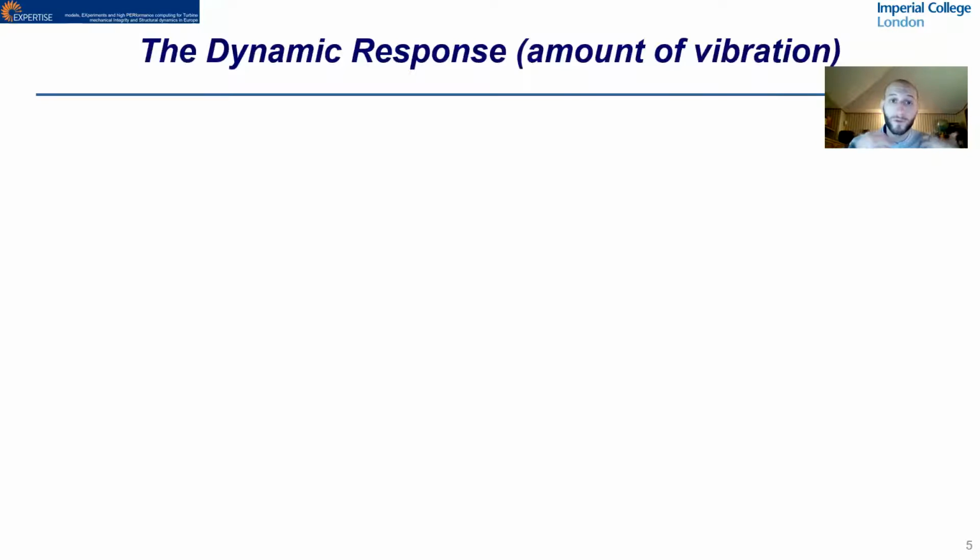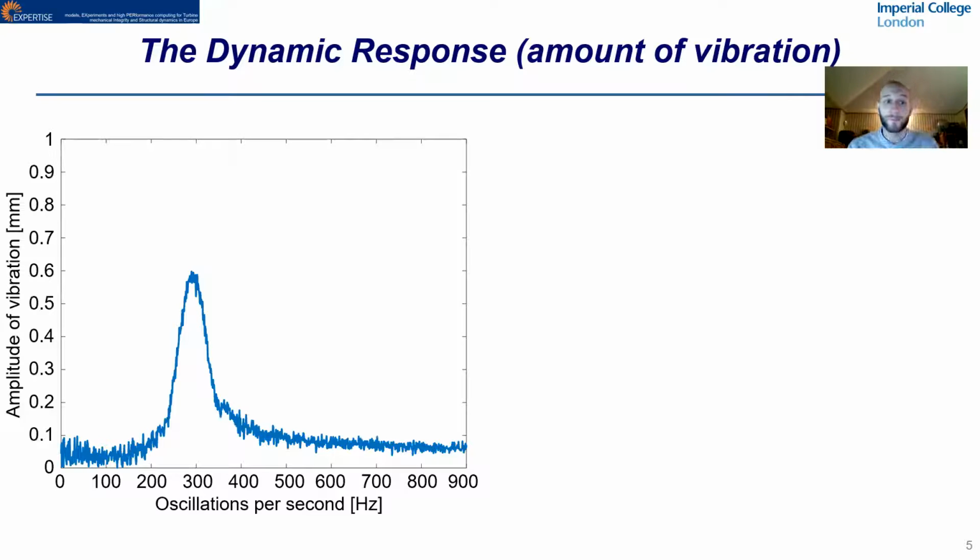Now, if we want to plot this sound that we call dynamic response, we would have a plot like this one, in which we are plotting the amount of vibration versus the number of oscillations per second. In the case of this bell, the bell is vibrating at 300 Hz.